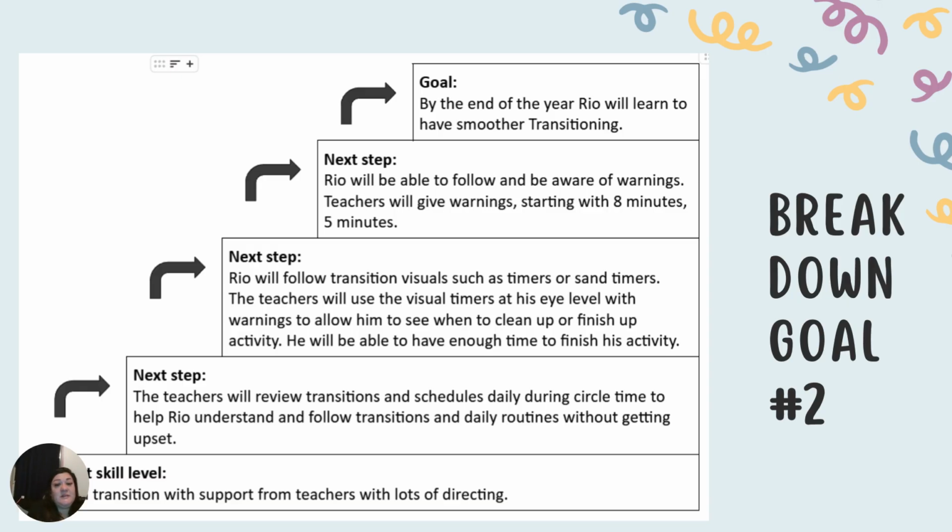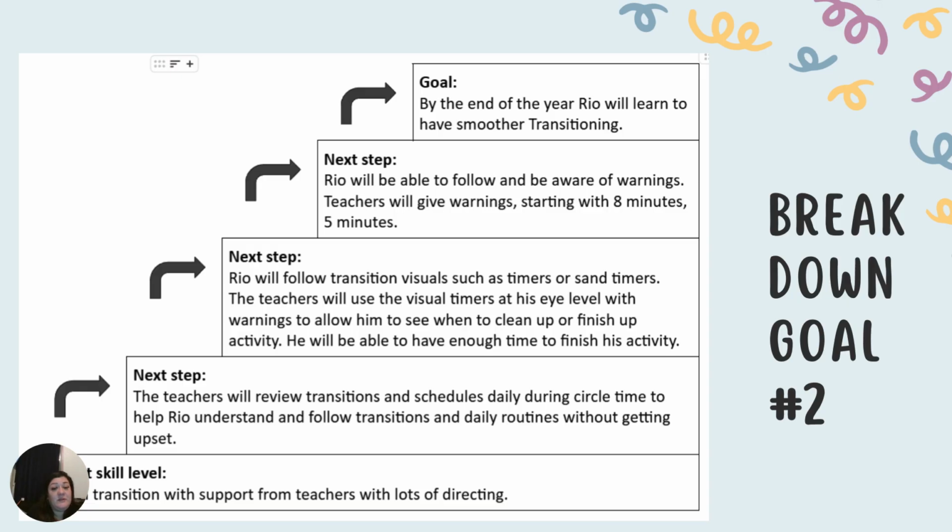Goal two breakdown is that his current level, Rio can transition with support from teachers with lots of redirecting. The next step is teacher will review transitions and schedules during circle time to help Rio understand and follow transitions and daily routines without getting upset.